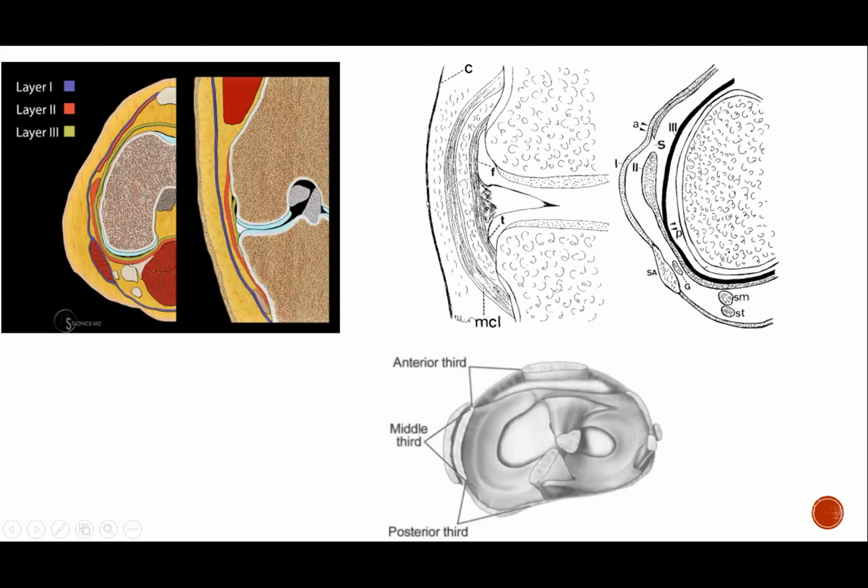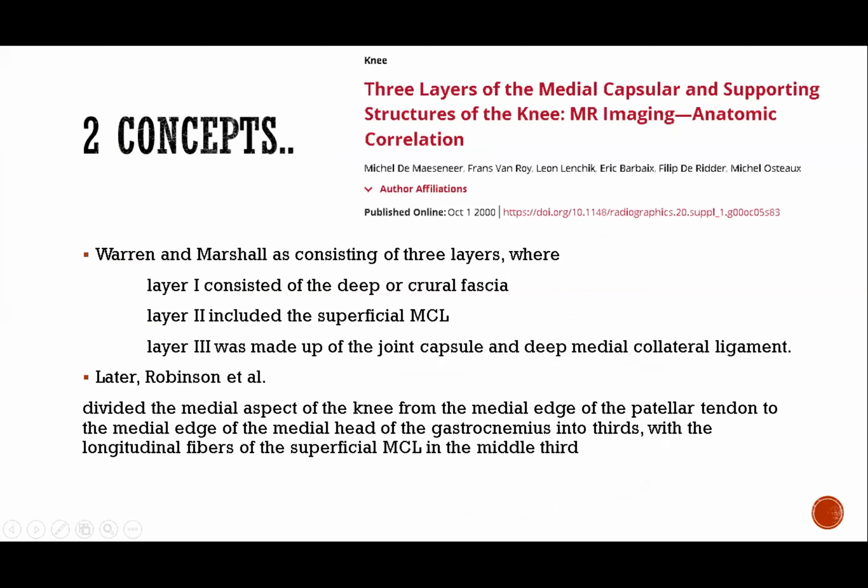Crural fascia is layer 1. Layer 3 is joint capsule along with the deep MCL. The components of deep MCL being meniscofemoral and meniscotibial ligaments. So this is according to Warren and Marshall concept of 3 layers.